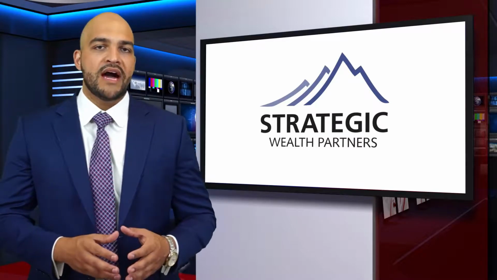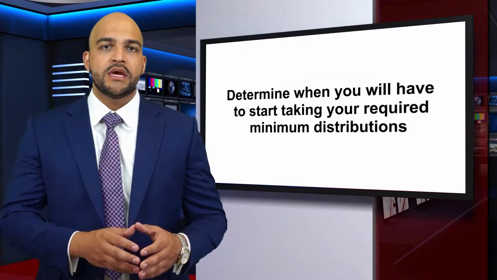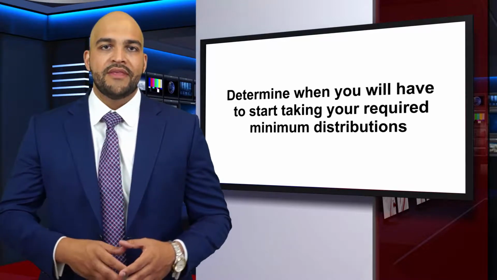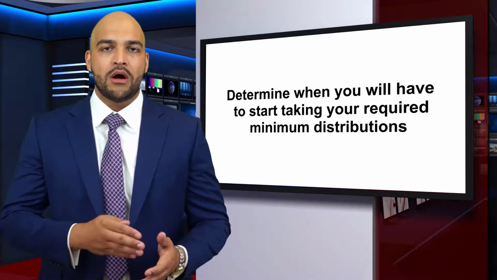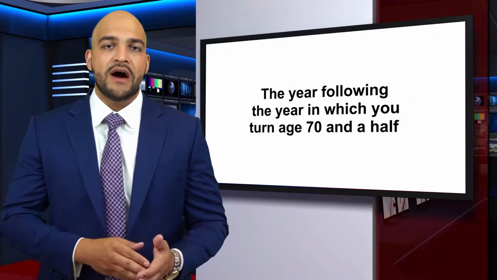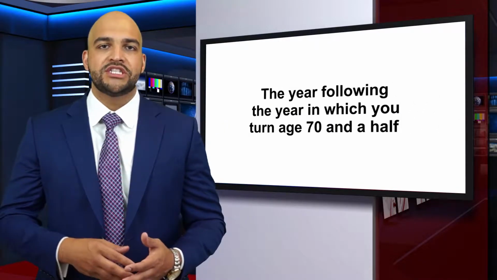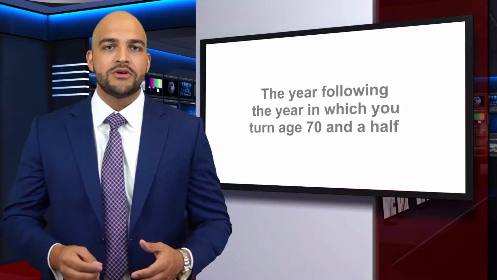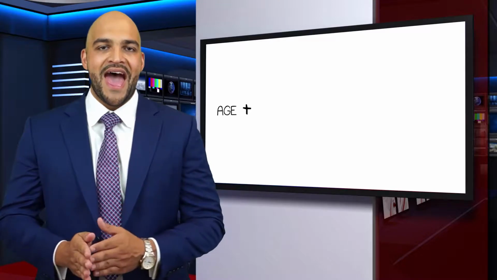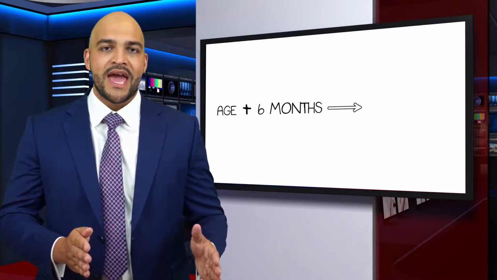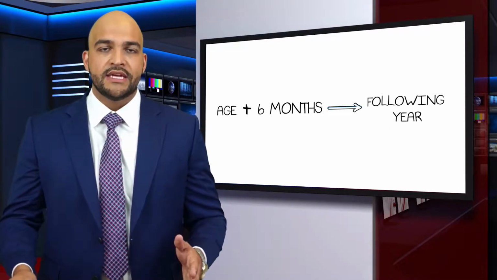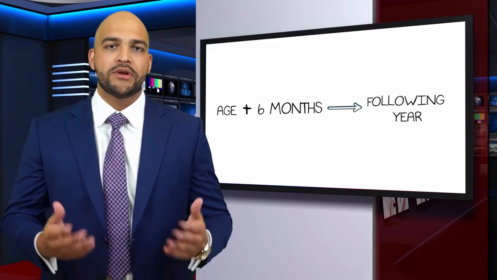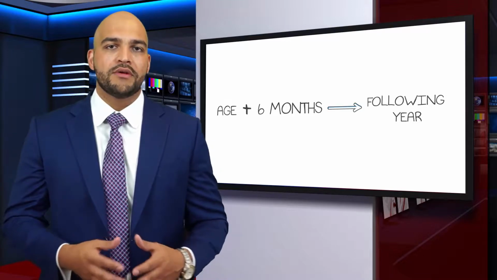Now, the first thing that you'll have to do is to determine when you will have to start taking your required minimum distributions. The IRS requires that your RMDs begin the year following the year in which you turn age 70 and a half. Now, if you need to figure this out, it's really easy. All you do is calculate your age, add 6 months to that, and then the year following that is when you would need to take that required minimum distribution. If you have any questions, I'll put another video down below to help you out with this.